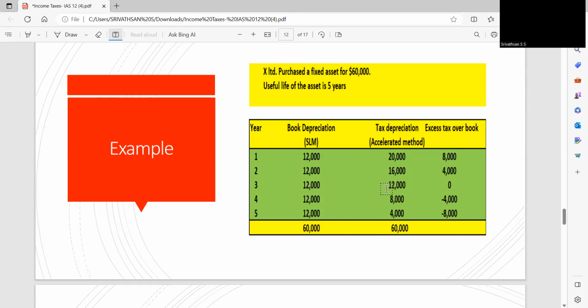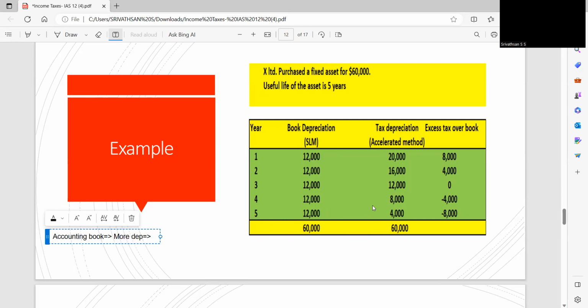Whereas in the third year, no deferred tax asset, no deferred tax liability, because there is no temporary difference. So if there is no temporary difference, no deferred tax asset, no deferred tax liability will be recorded. Whereas in the fourth year, it's different. See, in the fourth year, in the accounting book, they have charged more depreciation. Here, 12,000 is greater than 8,000.